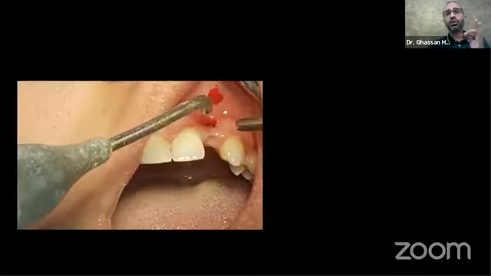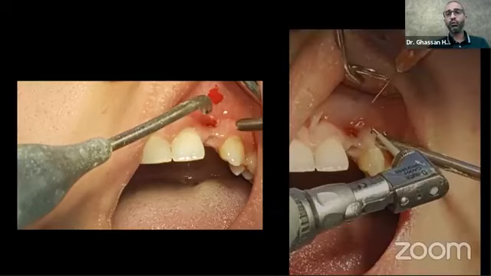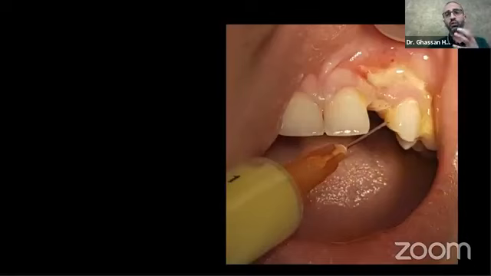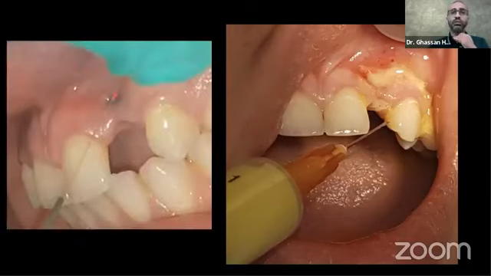First, I must decontaminate the implant surface, which is exposed to the oral cavity. I used a prophy unit and titanium brushes, and I used minocycline with normal saline to decontaminate the implant surface chemically, and I used lasers to decontaminate the implant surface.